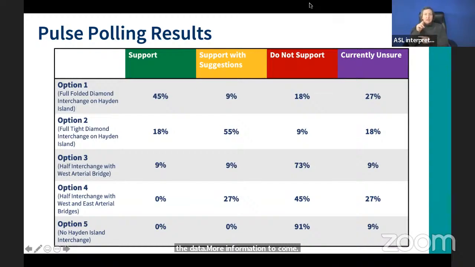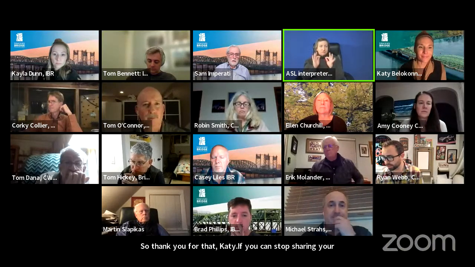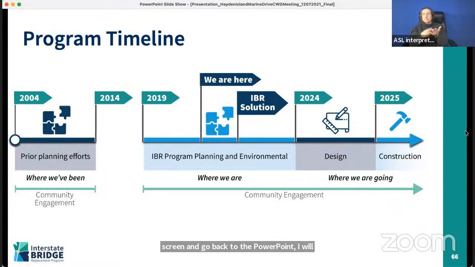If you can stop sharing your screen and go back to the PowerPoint, I will get through the rest with all deliberate speed. So, you know, we are still in the community engagement portion of this, where, as Katie indicated, they'll look forth to the IBR solution and potential for other CWG meetings. The design stage will be in 2024. And assuming that design gets all the permits and issues in 2025, construction begins.